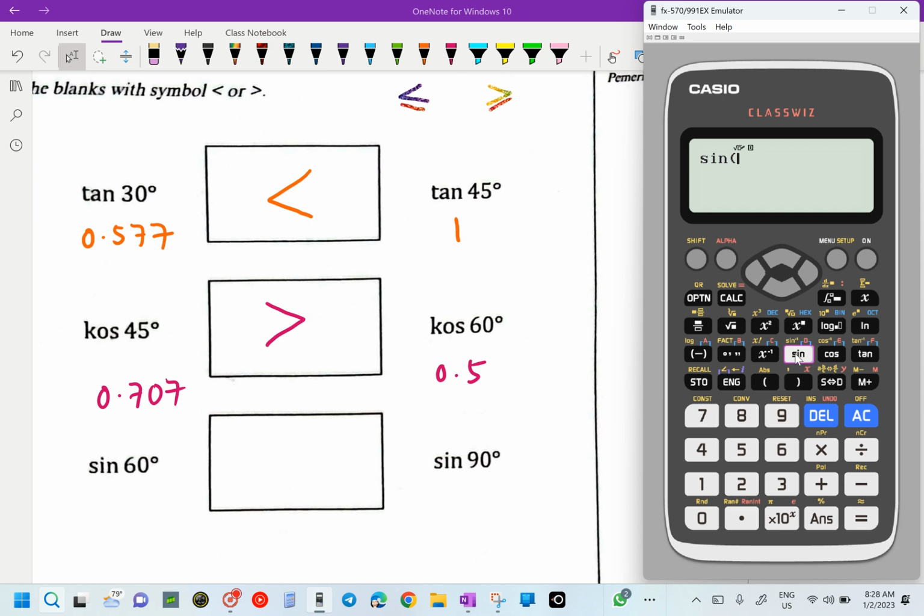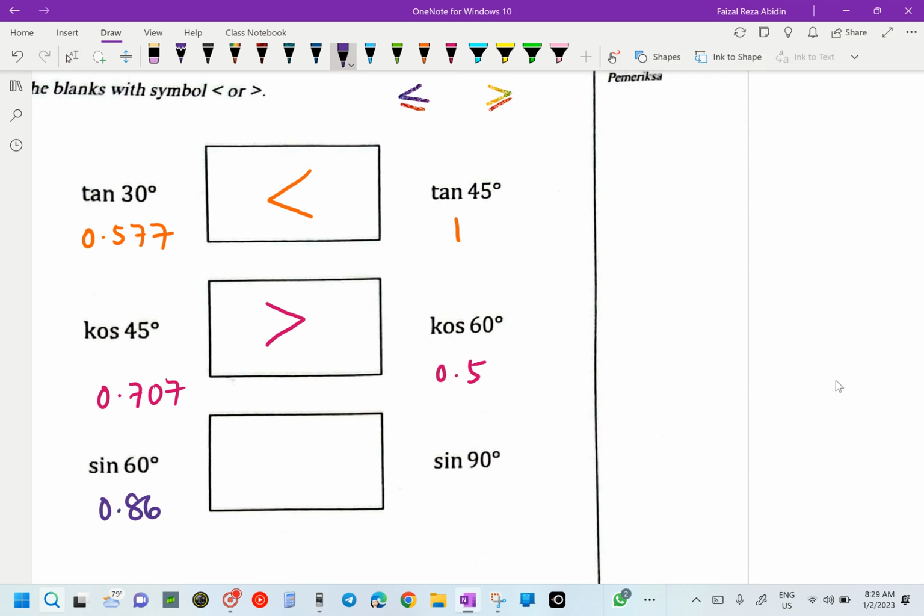Next, sin 60 degree. You are going to get 0.866. Sin 90 degree is 1. So, less than, isn't it?